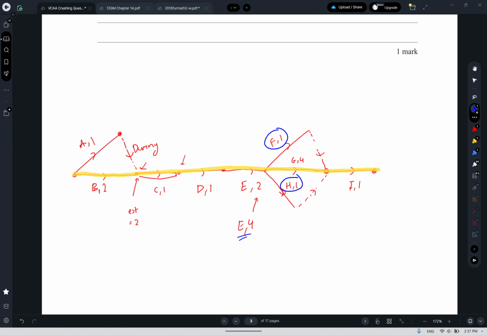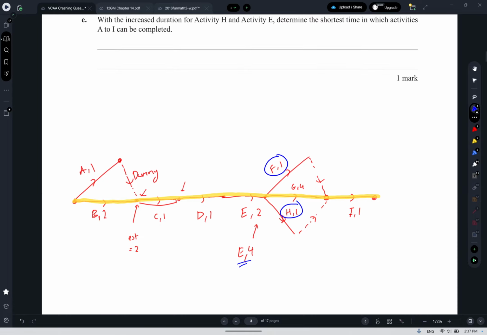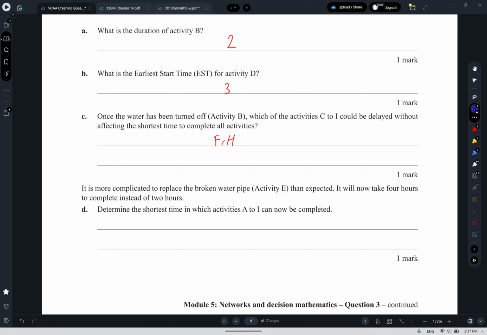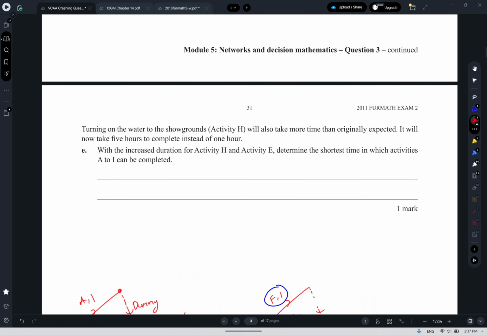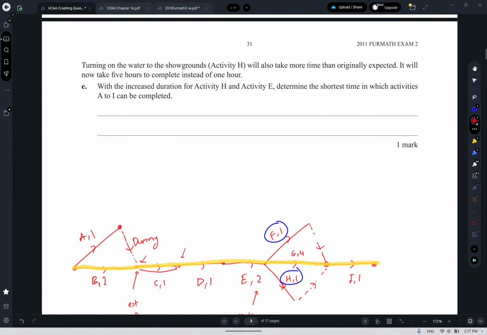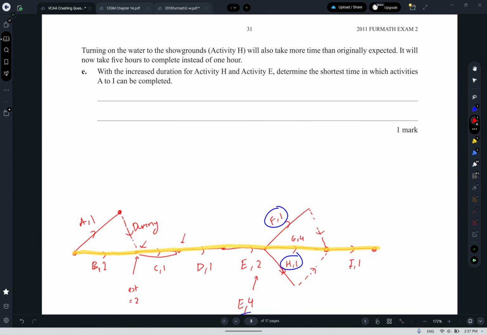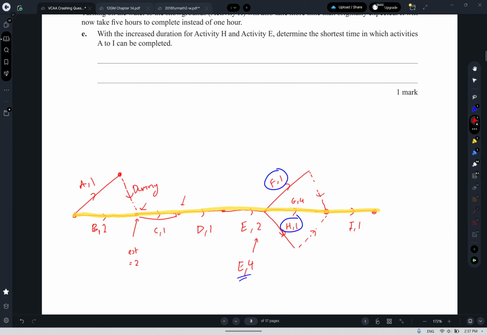So 2, 3, 4 plus 4 is 8. Plus 4 plus 1 is going to be 13. So it's going to take 13 hours now. It originally took 11 hours. Turning on the water to the showgrounds, activity H will also take more time. It will now take 5 hours. So H will now take 5.